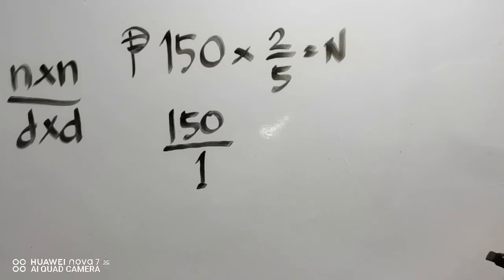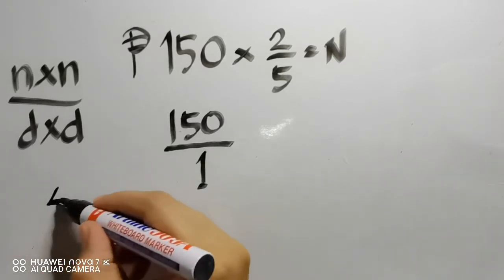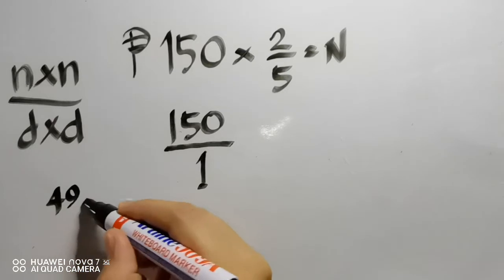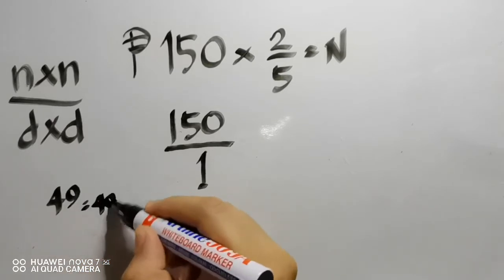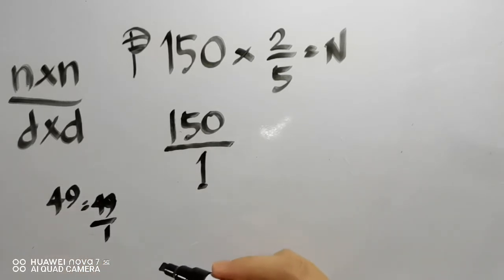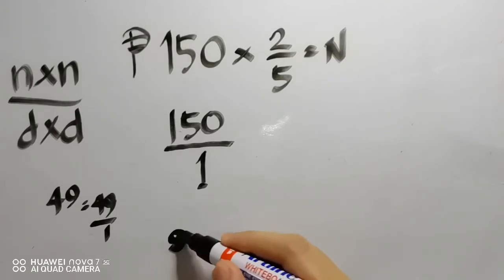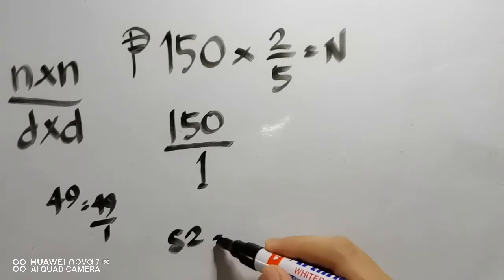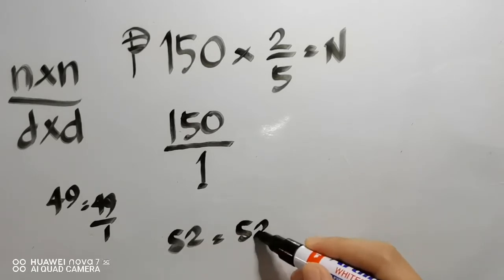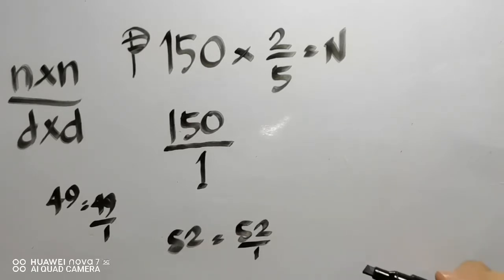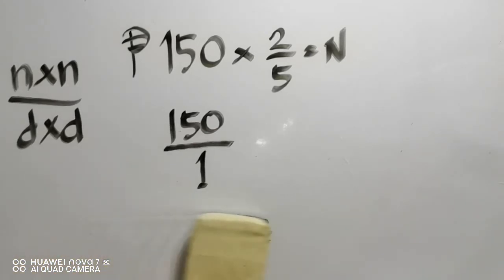Hindi pwedeng maiba. Kunyari, ang given mo ay 49. Yan ay magiging 49 over 1. Kunyari, meron kang 52. Yan ay magiging 52 over 1. Okay? Over 1 palagi ang magiging yung denominator. Okay? So, gawin na natin yan. So, pagpatuloy tayo sa lesson.